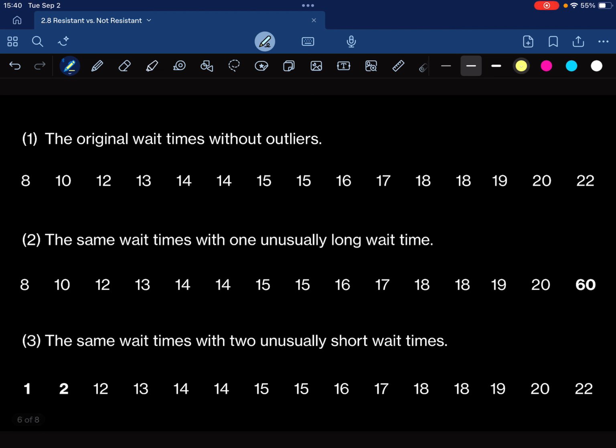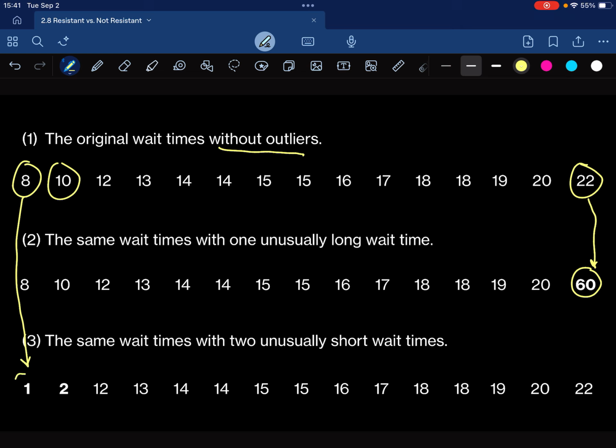Version 1 has no outliers. It starts at 8 minutes and goes all the way up to 22 minutes. You'll see lots of repetition, nothing particularly unusual in that data set. But in the second data set, I take that 22 and make it really big, 60 minutes. And in the third data set, I take the 8 and the 10, the first two, the smallest ones, and make them even smaller, 1 and 2. Those are extremely unusual by comparison, as the rest are all around 15, 16 minutes.